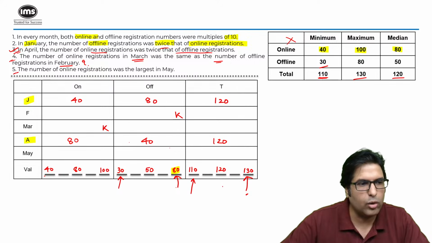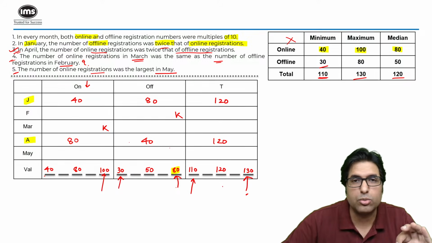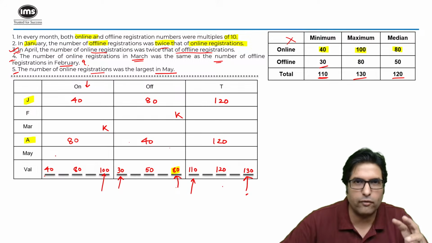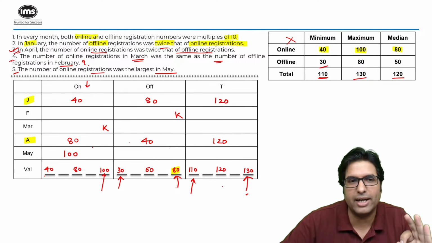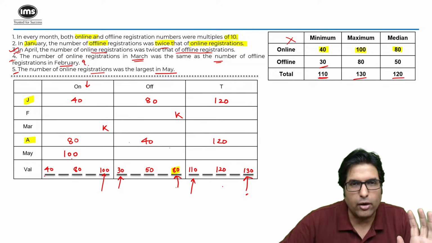Let's look at clue number 5. The number of online registrations was largest in May. Online, largest value is 100 and this was in May. So we can have multiple hundreds, but 100 out of the many, if there are many hundreds, would definitely be in May. So this is a direct condition called a plug-in condition. So 100 is a value that we can directly plug in for online for May.